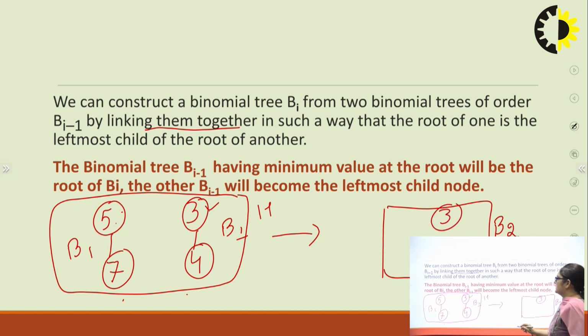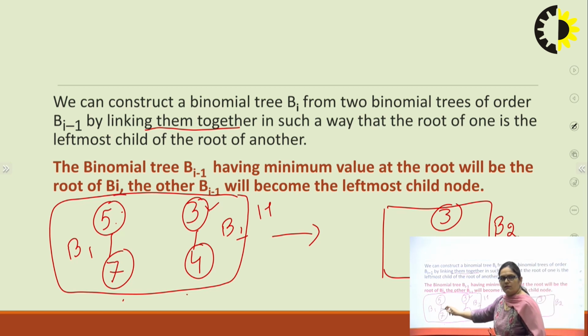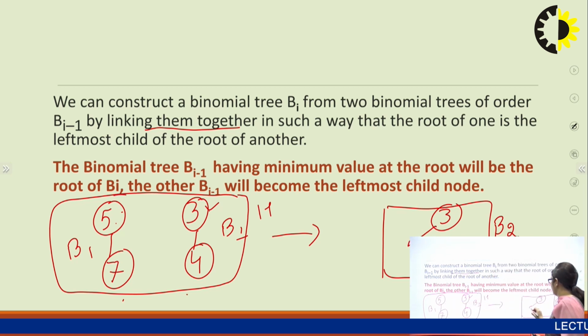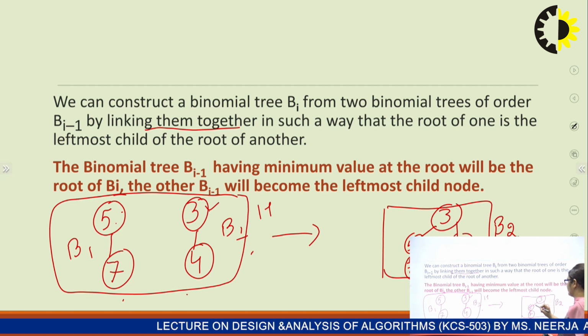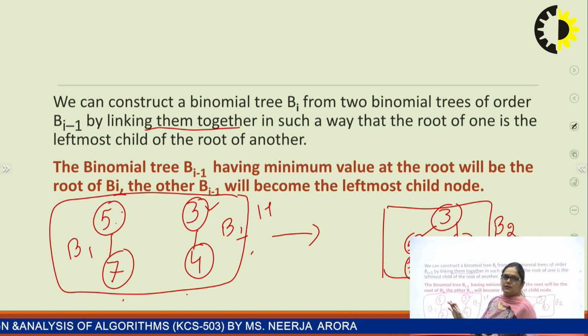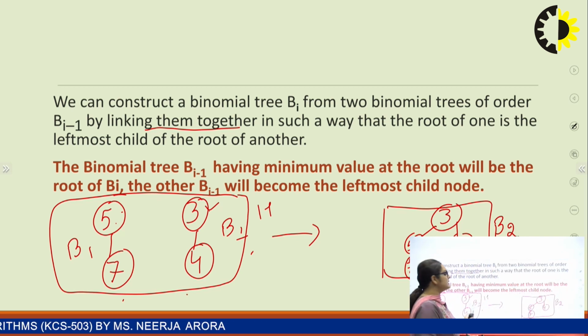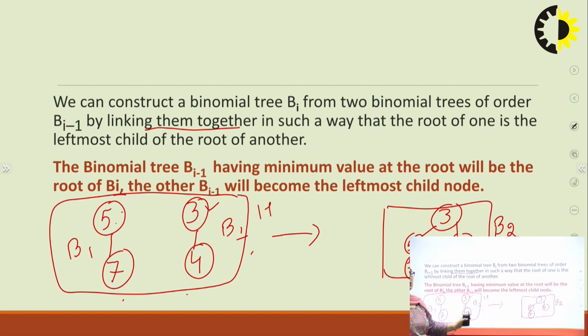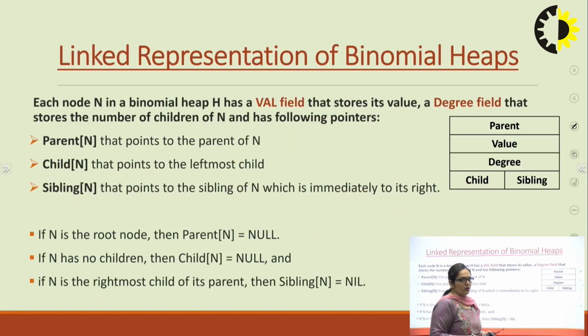The minimum value among them will be the root node of our binomial tree B2, that is 3, and the other binomial tree will become its leftmost child like this, and its children will remain the same. Okay, so this is the method by which we can resolve this issue. Basically the idea is that in our binomial heap we cannot have two binomial trees of the same order.